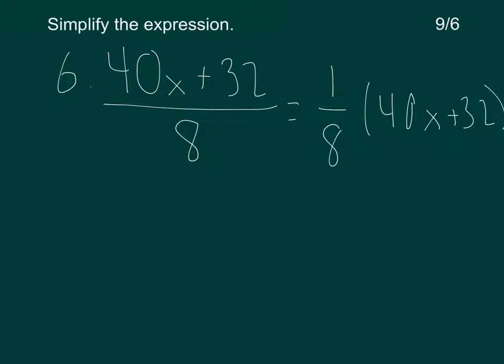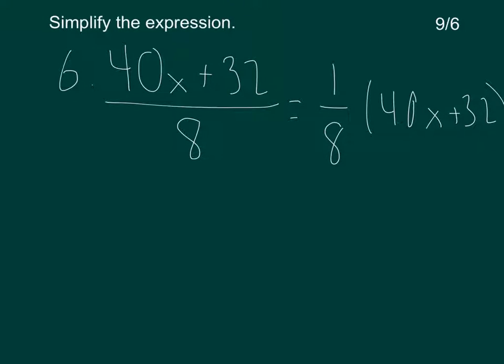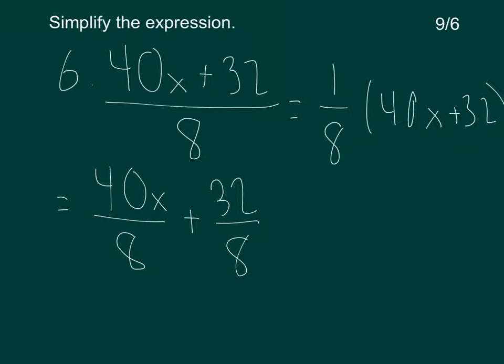But most of us aren't very comfortable with fractions like that, distributing a fraction. So instead what we can do is just divide everything on the top by this 8 on the bottom. So we can rewrite this as 40x over 8 plus 32 over 8. And then we can just simplify both of these parts here.